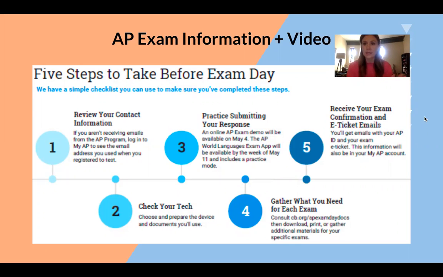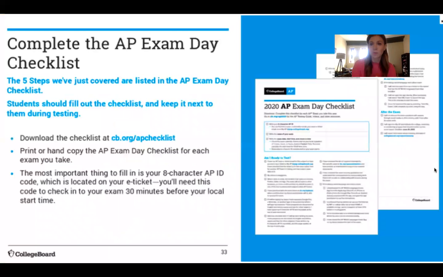chi-square, or I don't know how to calculate water potential or something like that. Make sure you have that with you. And then make sure you get your exam e-ticket. You'll get a new one for each of your AP tests, and that should come out 48 hours, or 2 days, prior to the test. All of this stuff is on your AP exam checklist. You should be filling out a checklist for each of your classes.